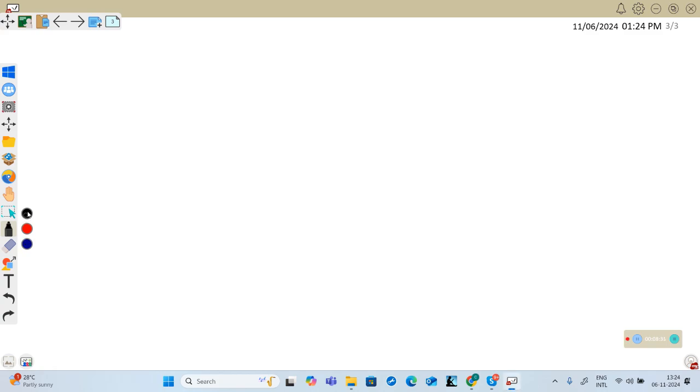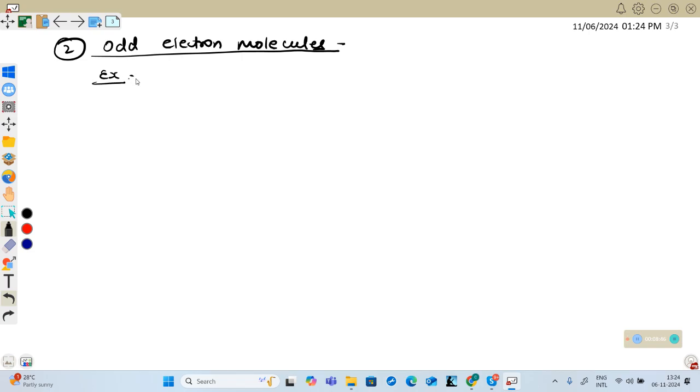Now, second limitation: odd electron molecules. Odd number of electrons present. Example, nitric oxide. In nitric oxide, nitrogen has how many electrons in the valence shell? Atomic number 7, so 2,5. Oxygen has how many electrons in the valence shell? 6. Here, oxygen needs 2, nitrogen needs 3.